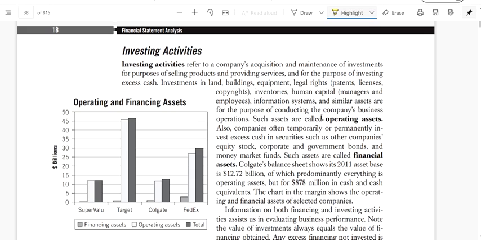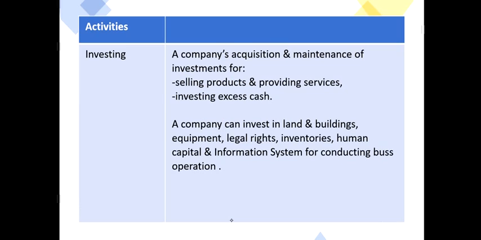Okay, next ialah investing activities. Okay, investing activities refer to a company's acquisitions and maintenance of investment for purposes of selling products and providing services, and for the purpose of investing excess cash. Ni, invest activity ialah a company's acquisition and maintenance of investment. Untuk apa? For selling products and providing services. Okay, dan dia juga invest untuk dapatkan excess cash.